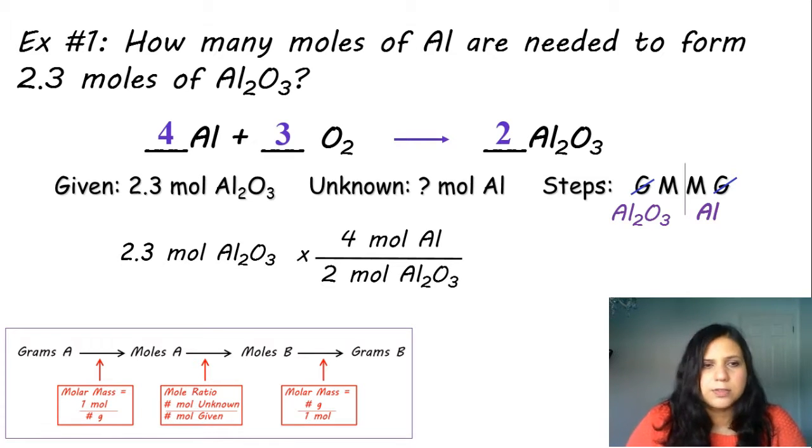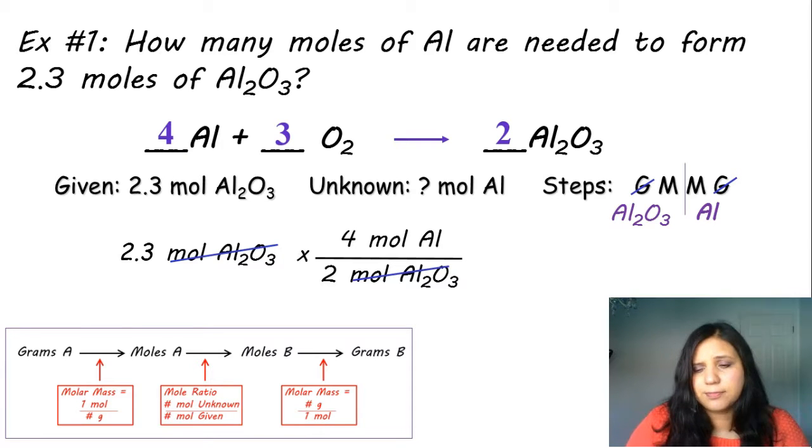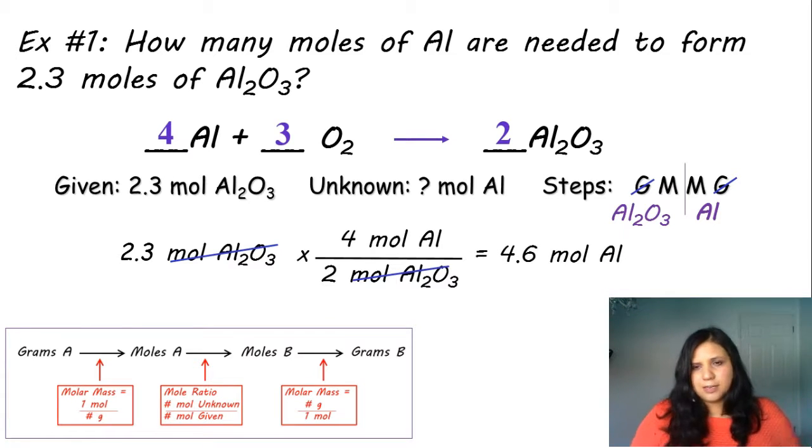All right. So now we'll cancel out our units. Not only does mole cancel, but aluminum oxide cancels. I've changed it from aluminum oxide to aluminum by using the balanced equation. All right, then I'm going to do the math. It's multiply the numbers across the top, divide by the numbers on bottom. So it's 2.3 times 4 divided by 2. Practice plugging these in. And in your calculator, you should get 4.6 moles of aluminum.